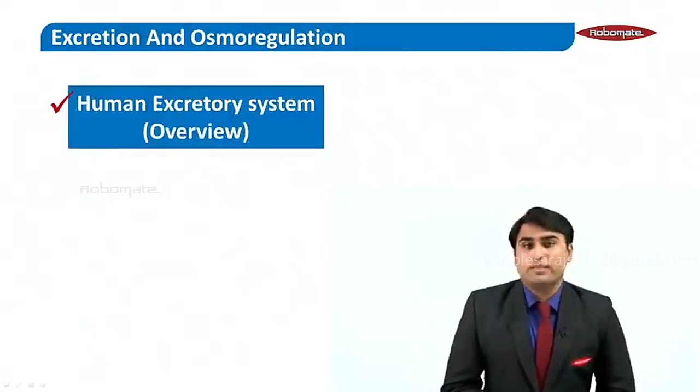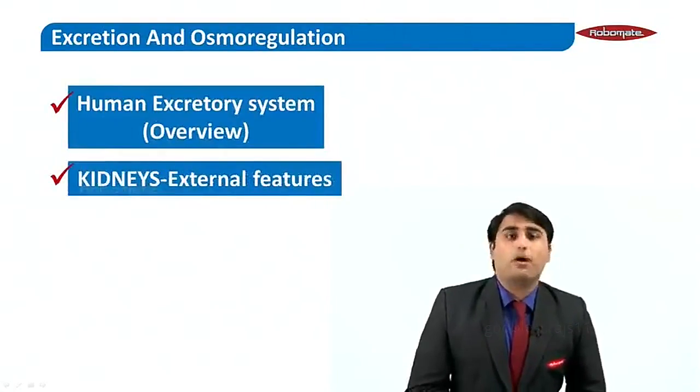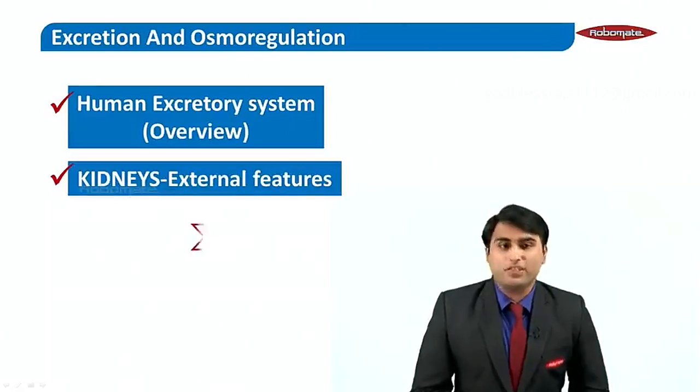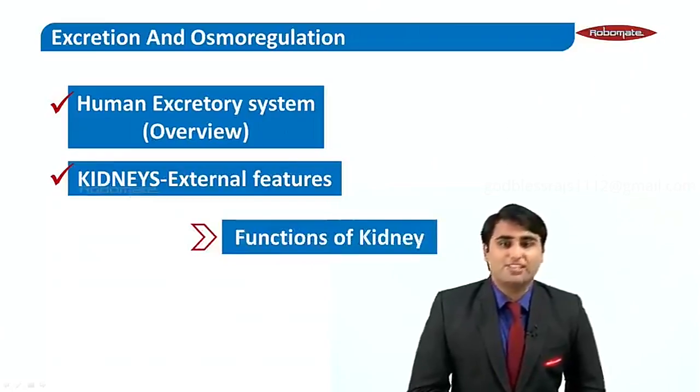So that was all for this module, my friends. We studied the human excretory system and the different parts. We also studied in more detail about kidneys and their external features. In the next module, we will study about the different functions of kidney.